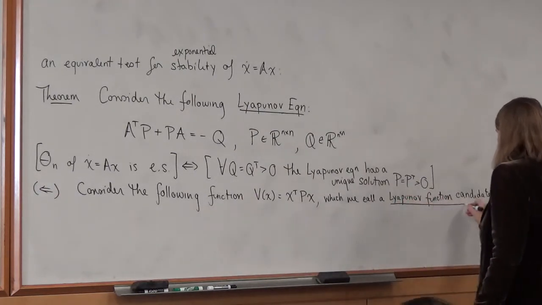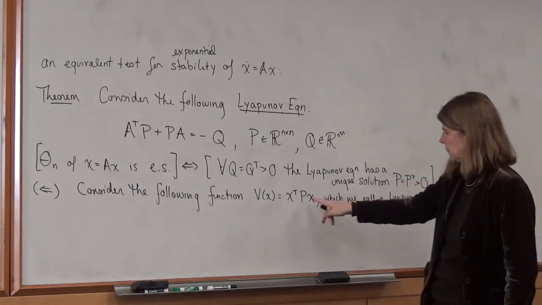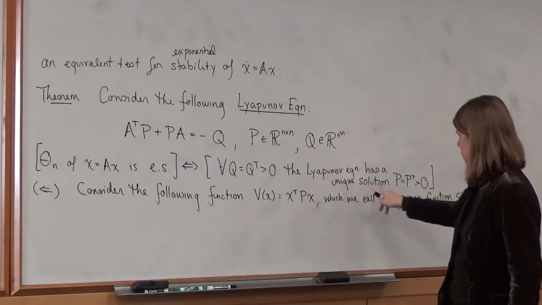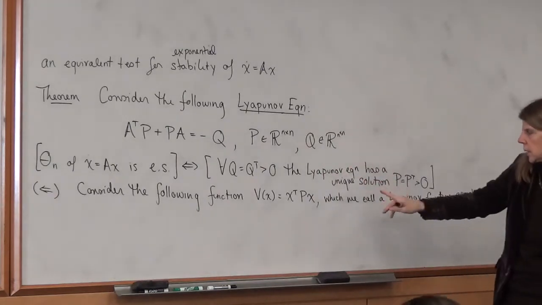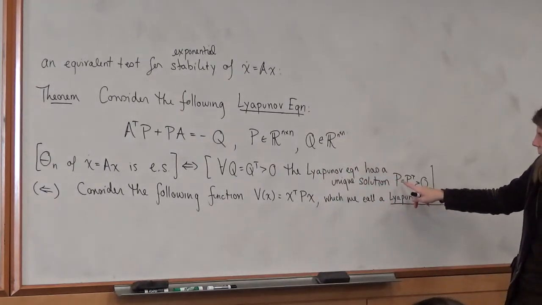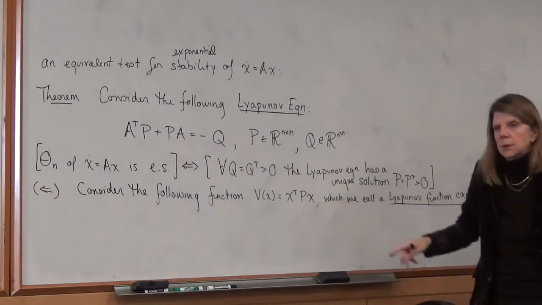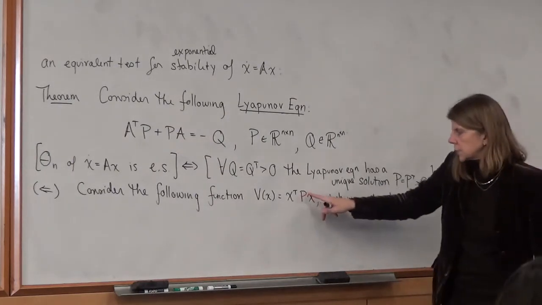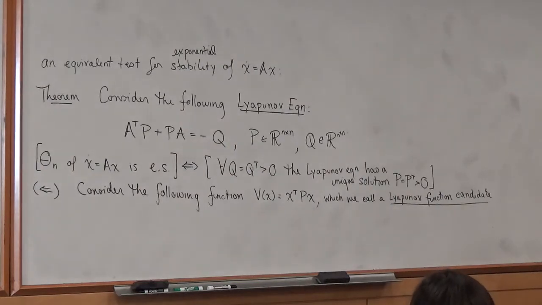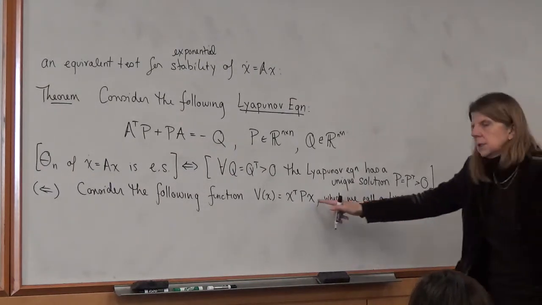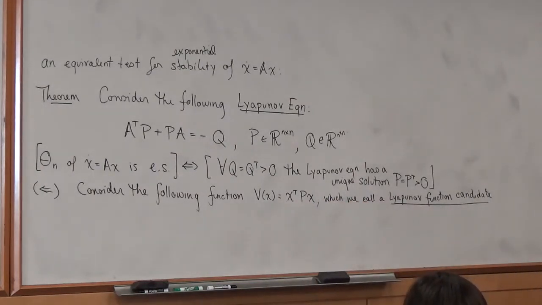Okay, so I'm taking that matrix P, which is by assumption of my theorem, because I'm assuming this is true, and I want to prove exponential stability of the origin. I'm assuming that P is a positive definite symmetric matrix. So x transpose Px is what we call a positive definite function. It's always positive except at x equal to 0.